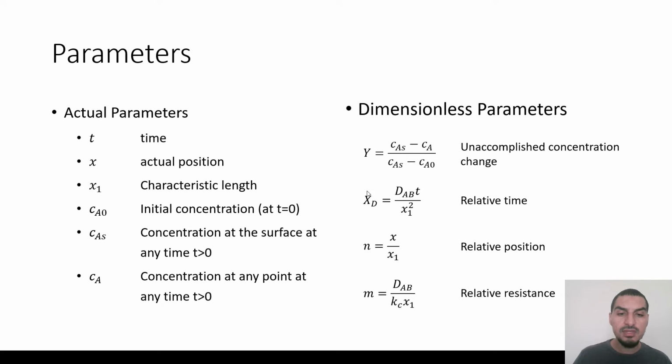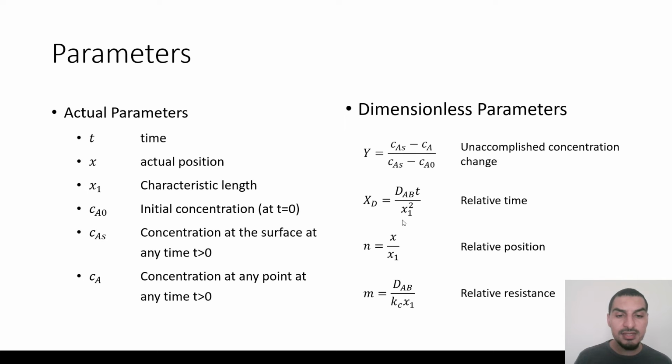Here we have the XD, which is the relative time or the dimensionless time. It's D multiplied by T divided by X1 squared, where X1 is the characteristic length. And we have here N equals X divided by X1, so it's the position relative to the characteristic length. So these are the three parameters that we discussed: the position, the time, and the concentration. However, we have one more dimensionless parameter here, and this is one thing that we will discuss later. I'll keep this for now, but just for now we have these three dimensionless parameters.